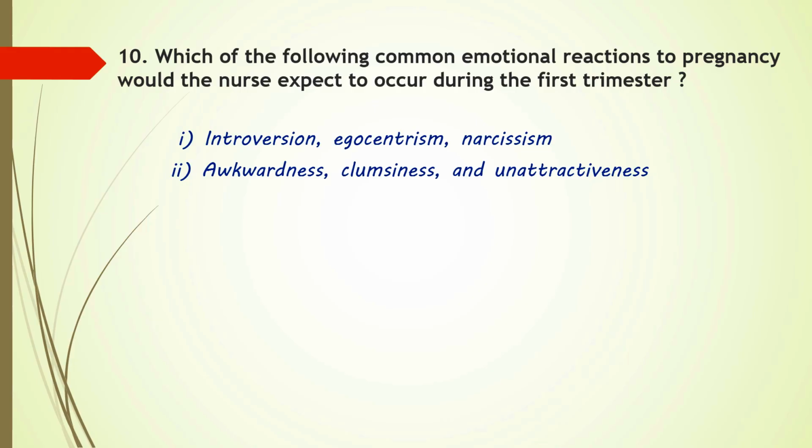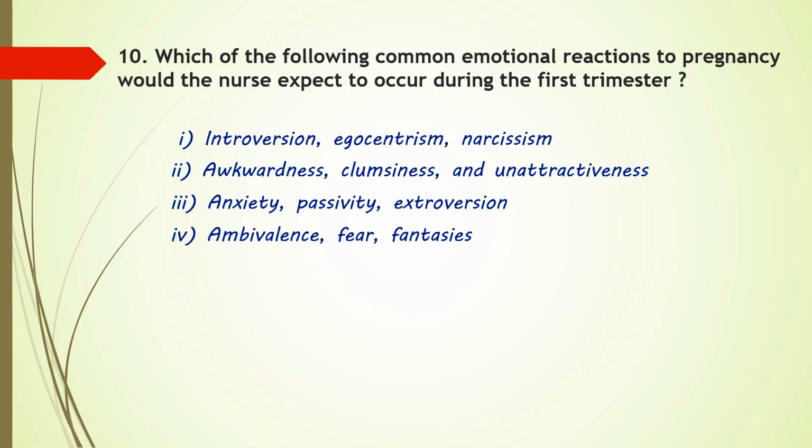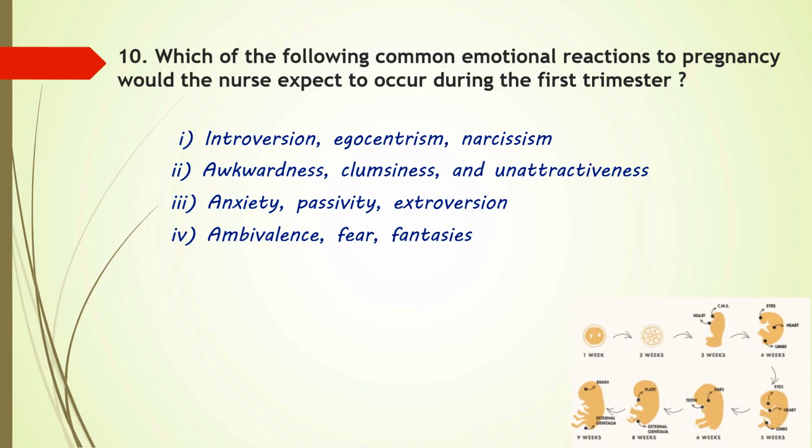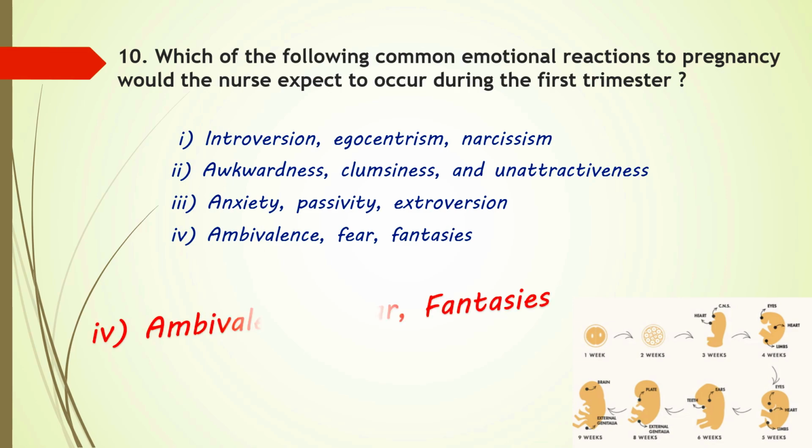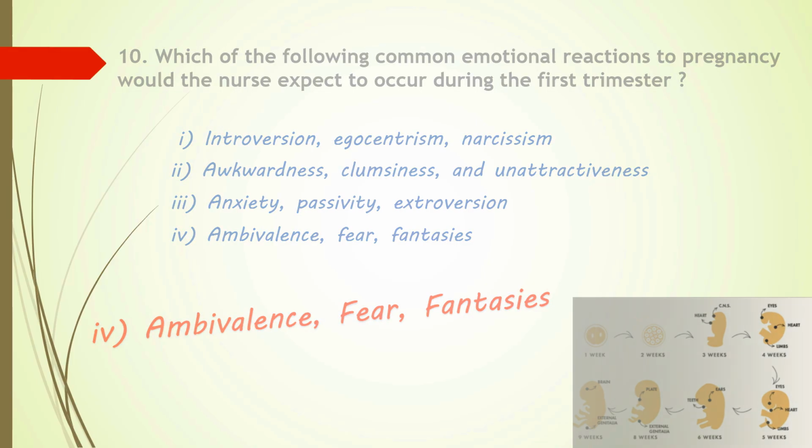Option 2, awkwardness, clumsiness, and unattractiveness. Option 3, anxiety, passivity, extroversion. Or option 4, ambivalence, fear, fantasies. During the first trimester, the most common emotional reaction a mother should have is ambivalence, that means conflicting feelings. She will be happy as well as tense. The mother will definitely have fear, and the mother will be super excited, and fantasies will be present. So here option 4 is the correct answer.